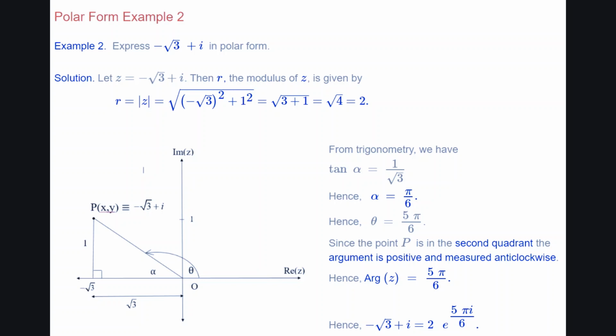And since the point P is in the second quadrant, the argument is positive and measured in the anti-clockwise sense. So the argument of the complex number z is 5 pi on 6. Hence, minus root 3 plus i can be written in the polar form as 2 e to the 5 pi i on 6.